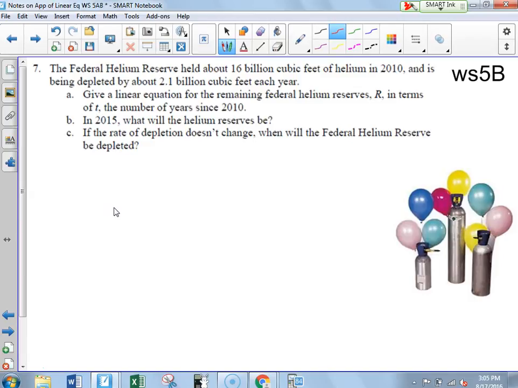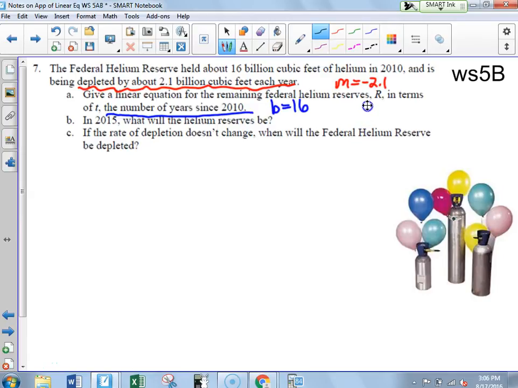Does anybody know why I say this is an easy one and we don't have to do much? What is the slope? Depleted by 2.1. So the slope is going to be negative 2.1. Now, they are both in billions of cubic feet, so we really don't have to label that if we don't want to, or move decimals or anything, right? What about a y-intercept? If it says number of years since 2010, doesn't that make 2010 our original value? Do we already know the value in 2010? So what's the equation?